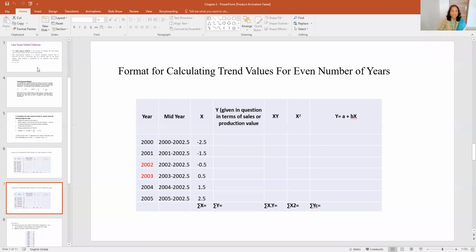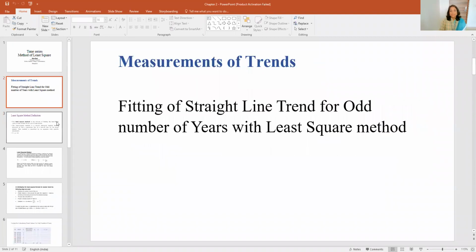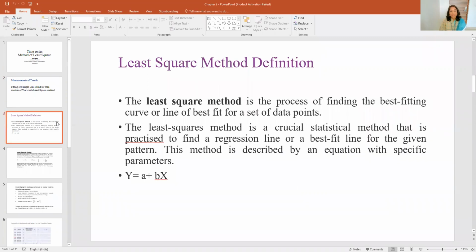Today in this video, I'll be talking about how to calculate the fitting of a straight line trend with the least square method. The least square method is the process of finding the best fitting curve or line, or best fit, for a given set of data points. It is a crucial statistical method that is practiced to find a regression line or best fit line for the given pattern.